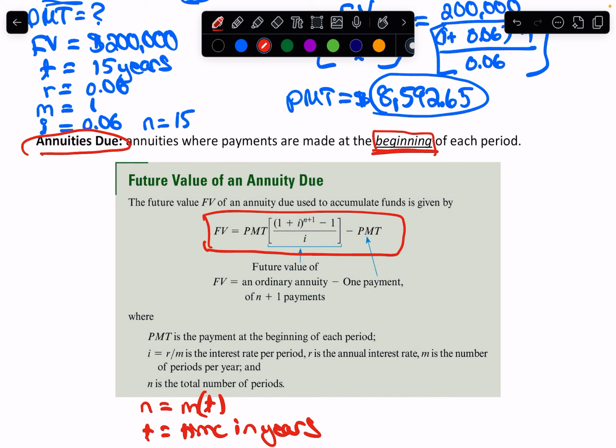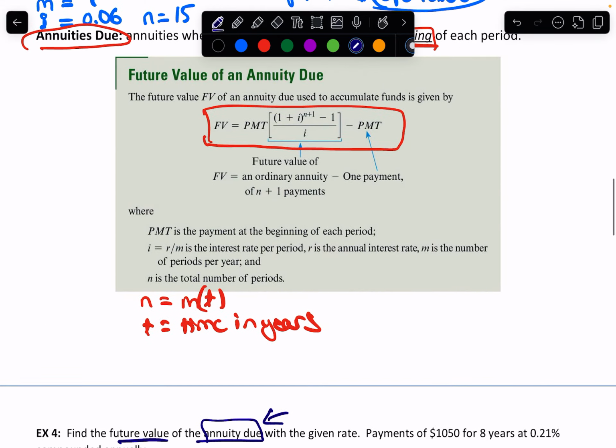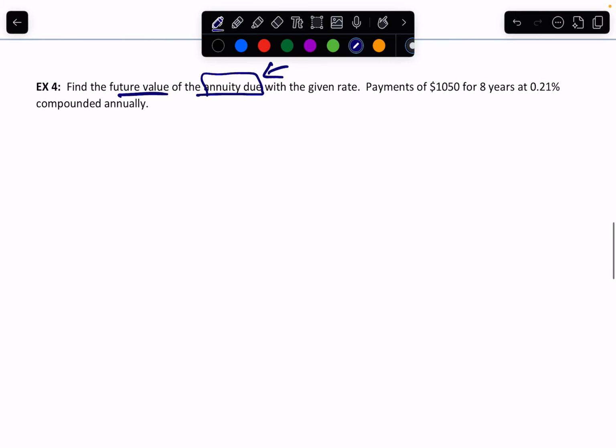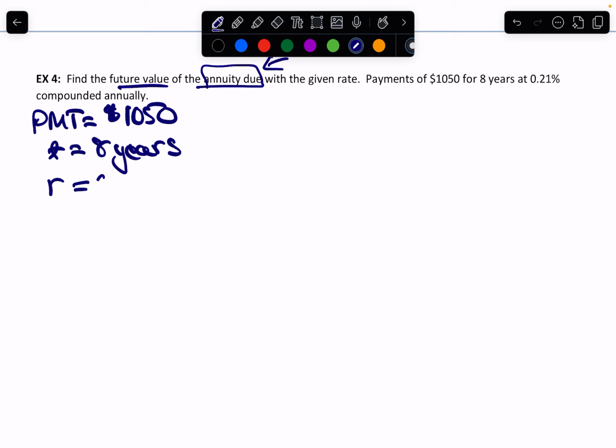Okay, so let's go ahead and look at examples with this formula. Find the future value of annuity due with the given rate. So this here tells us that we're going to be using this formula right here. So payment of $1,050. So that is our PMT, 1,050 for 8 years. t is 8 years. At 0.21%. So r is 0.21%. And now we're going to move the decimal, divide by 100, even farther to the right.